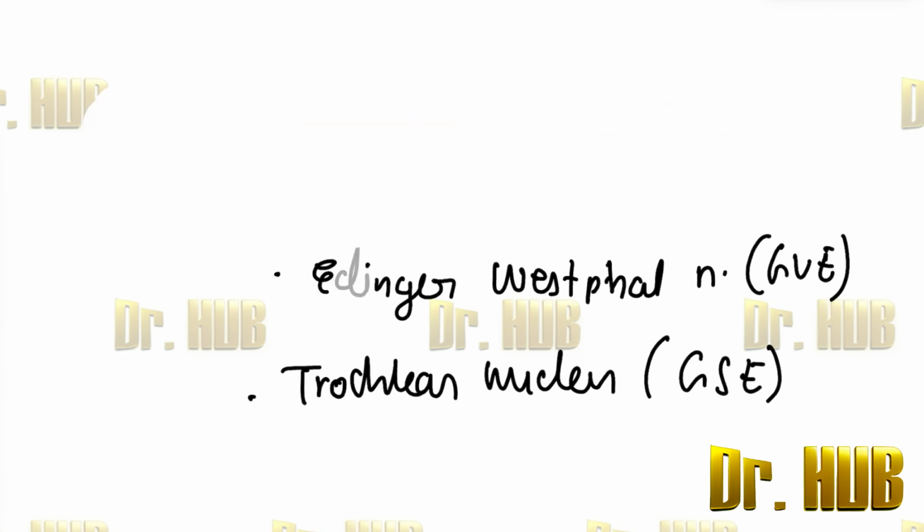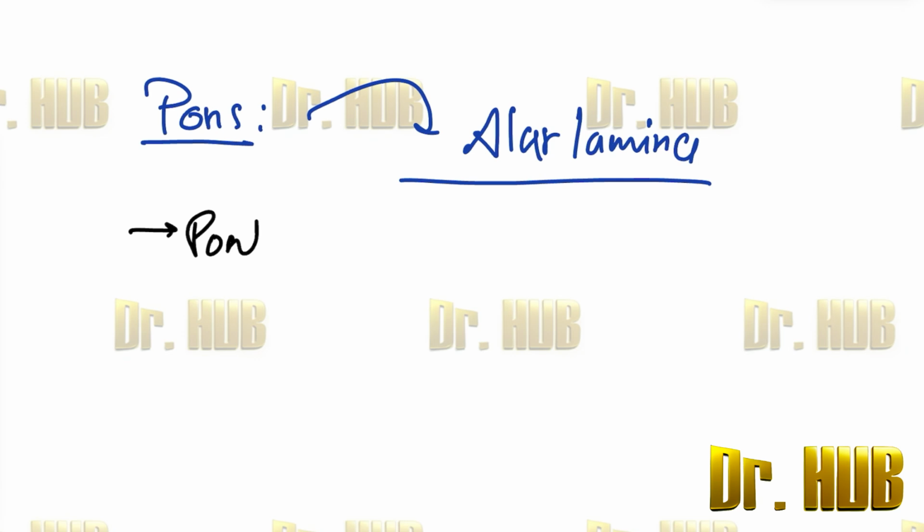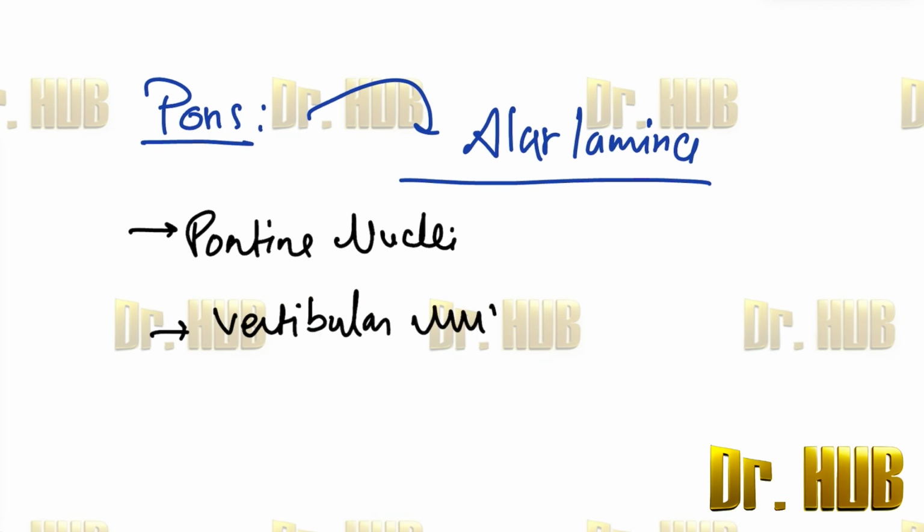Then we move on to the pons. So we saw the midbrain. Next, talking about the pons. Pons, there are various structures. As we move on to the alar lamina, what are the things we have? We have the pontine nuclei. There is also the vestibular nuclei. Then comes the cochlear nuclei.